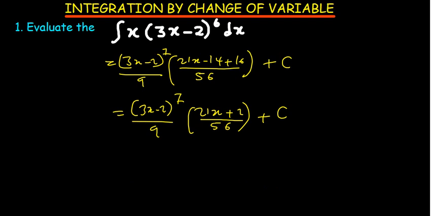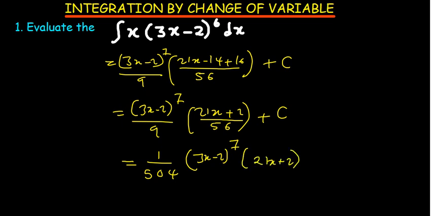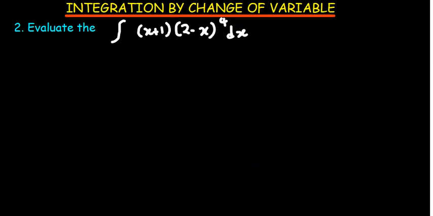So we can simply multiply those which are in the denominator. We have got a 9 multiplied by 56, that will be 504. Then we remain with (3x minus 2) raised to the power 7, and then we have got 21x plus 2 just remaining, because we multiplied 56 by 9, then a constant c. So that is going to be the integral for this one.